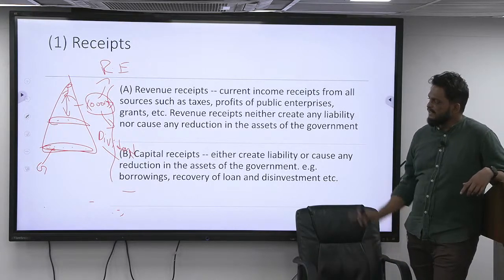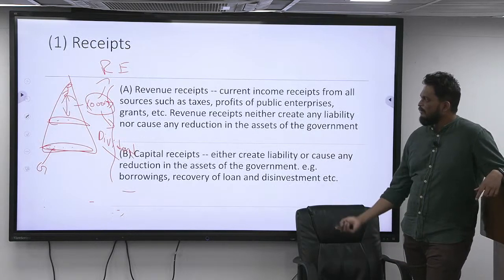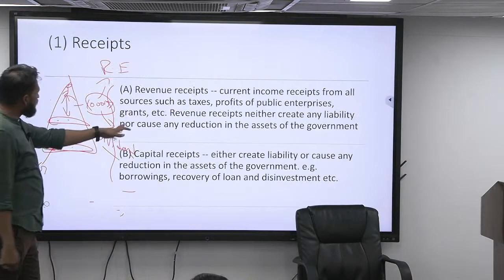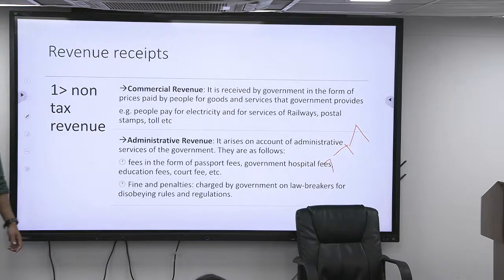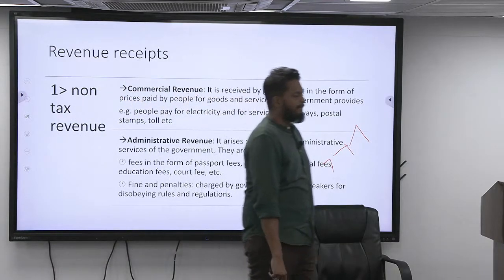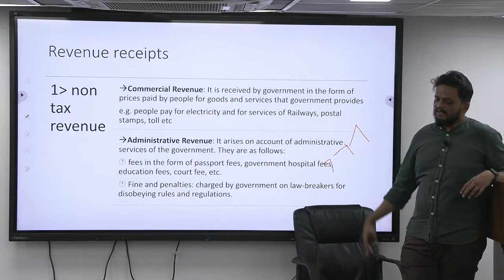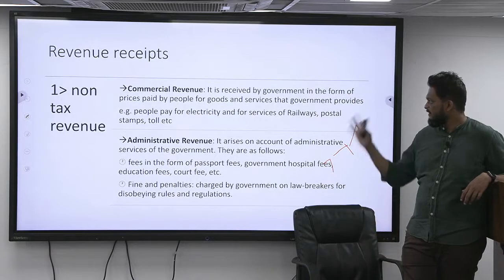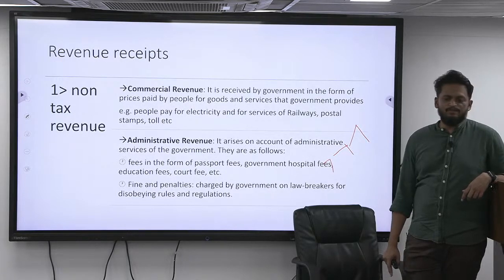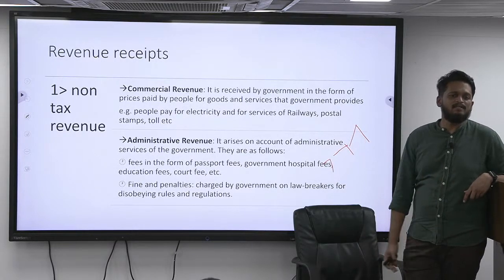So, under receipts, we saw revenue receipts and capital receipts. Now, coming to revenue receipts, as a part of this we have non-tax revenue and tax revenue. Non-tax revenue means, for government, the major revenue is tax revenue, but other than tax revenue, other types of revenue may also be there. Commercial revenue and administrative revenue are parts of this non-tax revenue. Commercial revenue means government is selling some product or service to people, and because of selling this product or service, government is receiving some money.